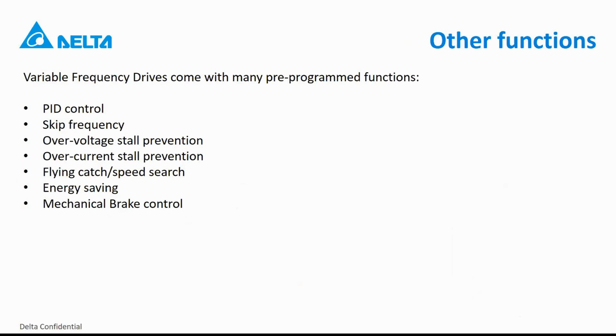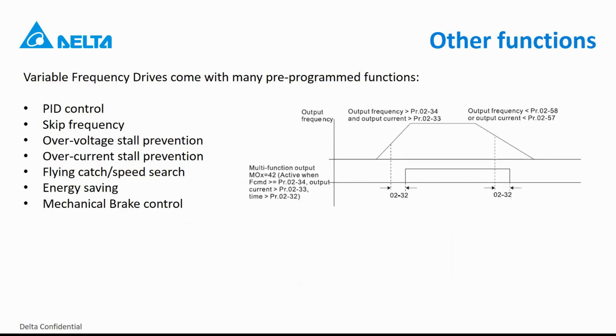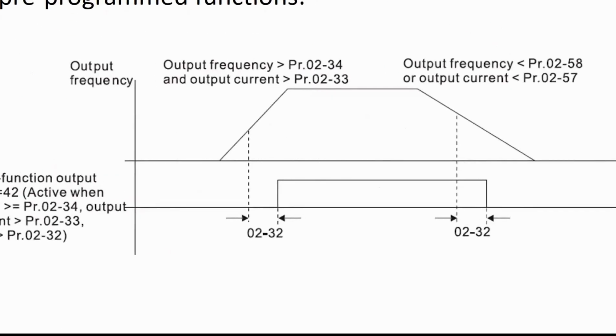And these are more commonly used in constant torque applications. So very popular to use with drives is the mechanical brake control. In this case, many times you get some mechanical brake attached to the motor. And what you can do is program the drive to engage and to release that mechanical brake depending on the output frequency and also on the output current. And you can set all of this through these parameters.